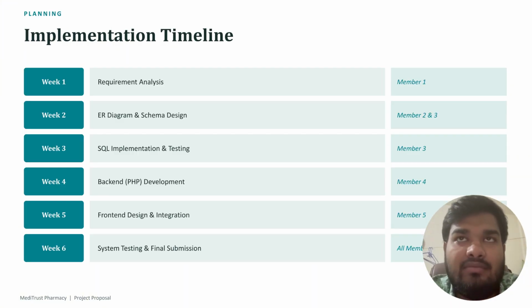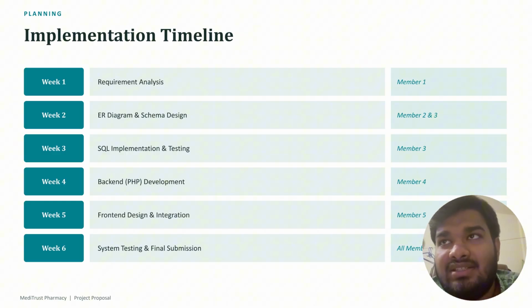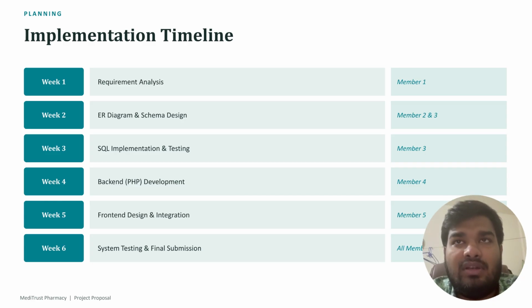Next is planning, the implementation timeline. Week 1, requirement analysis. Week 2, ER diagram and schema design. Week 3, SQL implementation and testing. Week 4, backend PHP development. Week 5, front-end design and integration. Week 6, system testing and final submission.